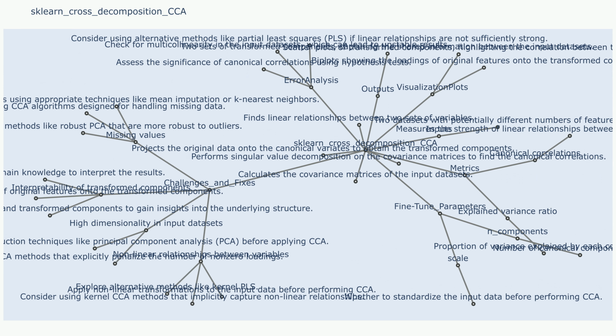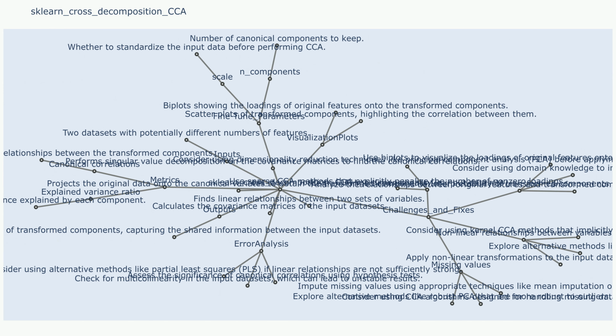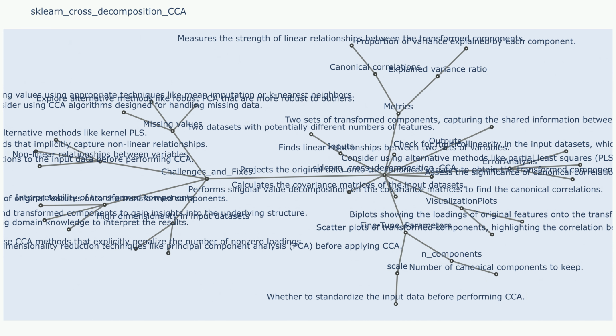Output 1: a set of canonical variables, also known as canonical components, for each input data set. These variables represent linear combinations of the original features and capture the maximum correlation between the two sets of data. Output 2: the correlation coefficients, also known as canonical correlations, between the corresponding canonical variables, indicating the strength of the relationships between the data sets.